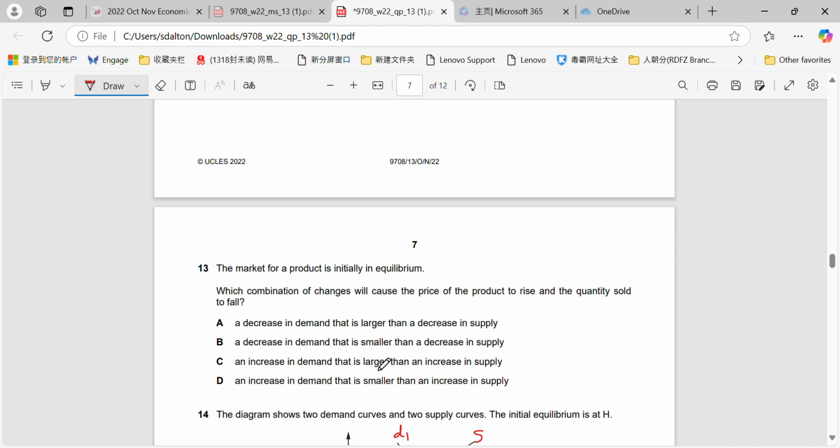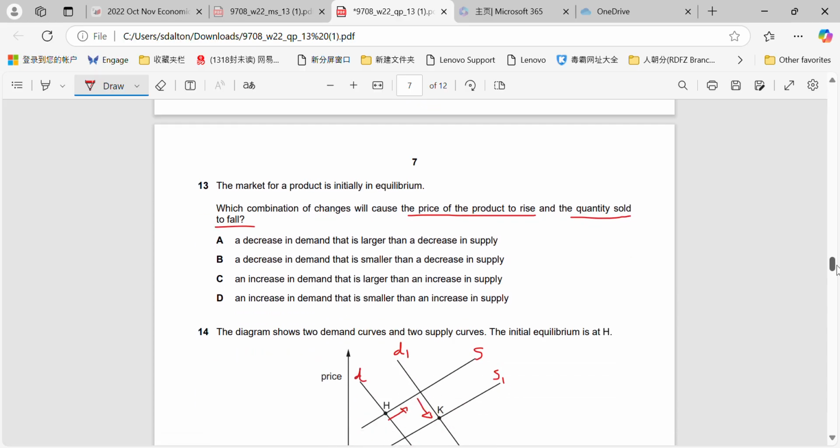Market for a product is initially in equilibrium. What combination of changes will cause the price of the product to rise and the quantity sold to fall? Okay, so this is one where you just need to draw the diagrams for each if you're unsure, right? Now, I'll just show you the correct answer diagram, and that would be B. As you do more of these, you'll eventually just be able to do them in your head. However, if you draw a diagram for each of them, you'll be able to get the correct answer anyway, or at least you definitely should.